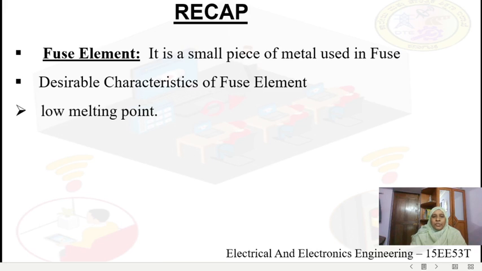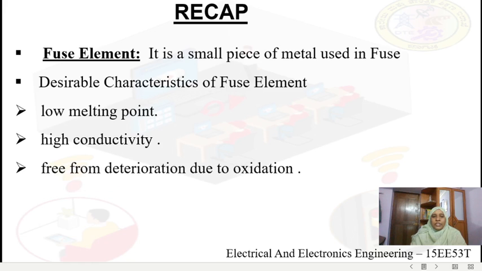The fuse element should have low melting point. They should have high conductivity. They should be free from deterioration due to oxidation and they should be of low cost. If a metal has all these characteristics, then we can use such metal as a fuse element. The most commonly used fuse elements are silver, copper, tin, alloy of tin, lead. Even sometimes zinc is used as a fuse element where time lag is required.